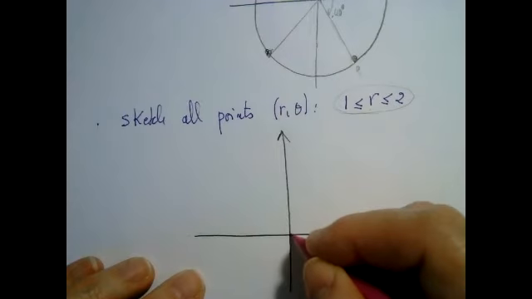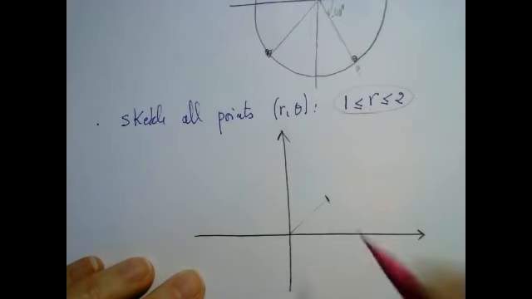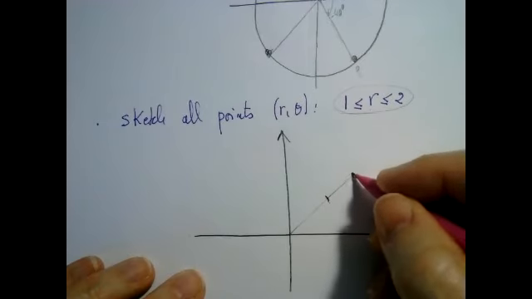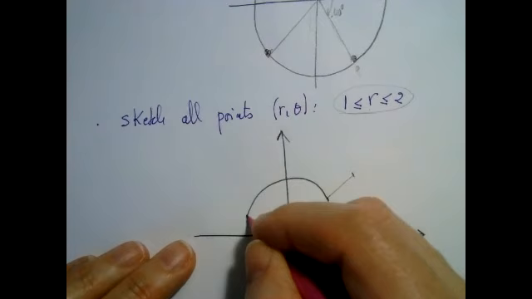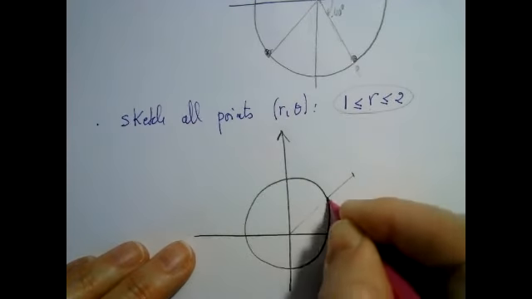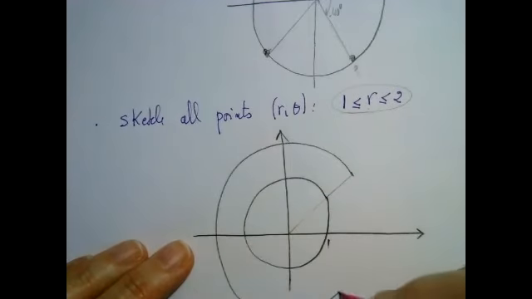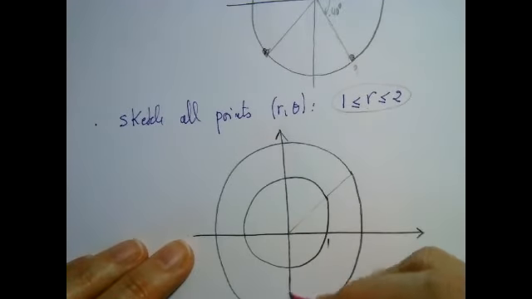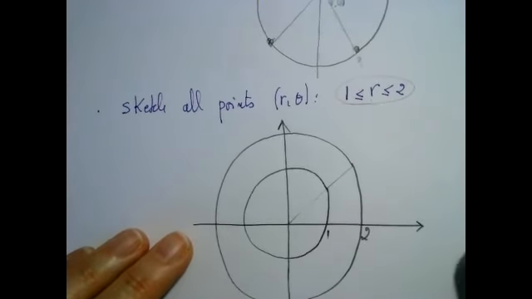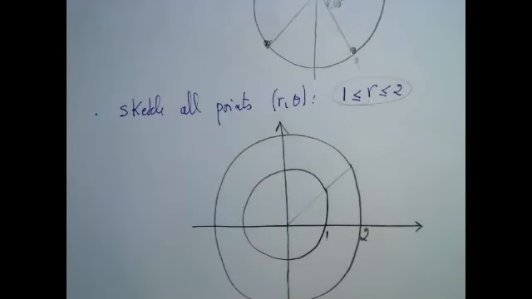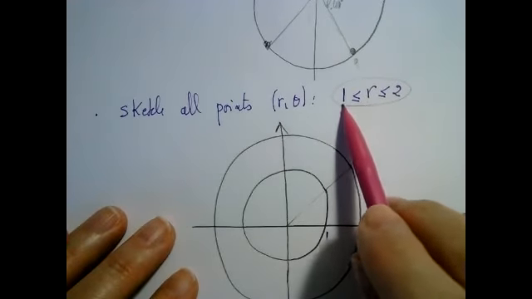So all the points whose distance is between 1 and 2. These are the points under the distance. So I'm going to take first the circle of radius 1, and then I'm going to take a circle of radius 2. And what are the points I'm interested in? It's two circles, but it's everything between the two circles. Everything such that the distance is between 1 and 2.